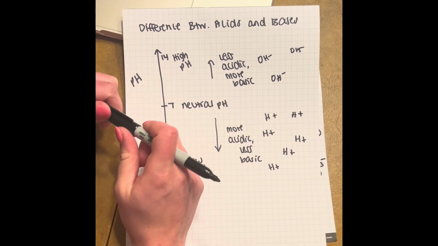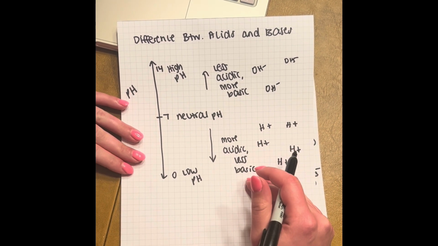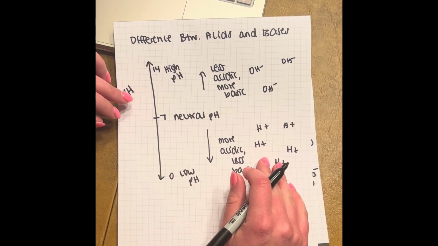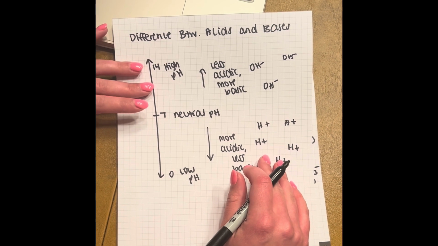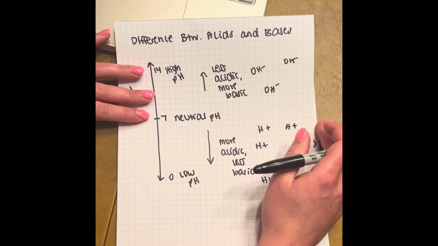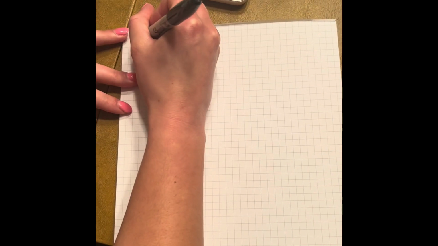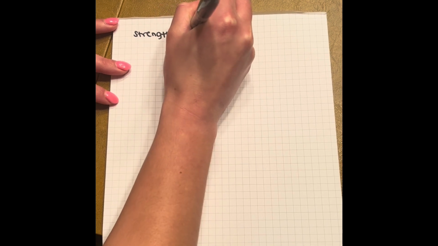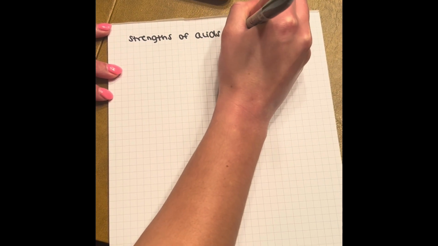So acids typically have the lower pH because there's more hydrogen ions, and bases typically have a higher pH because there are more hydroxides. So today I will be explaining the strengths of acids and bases.